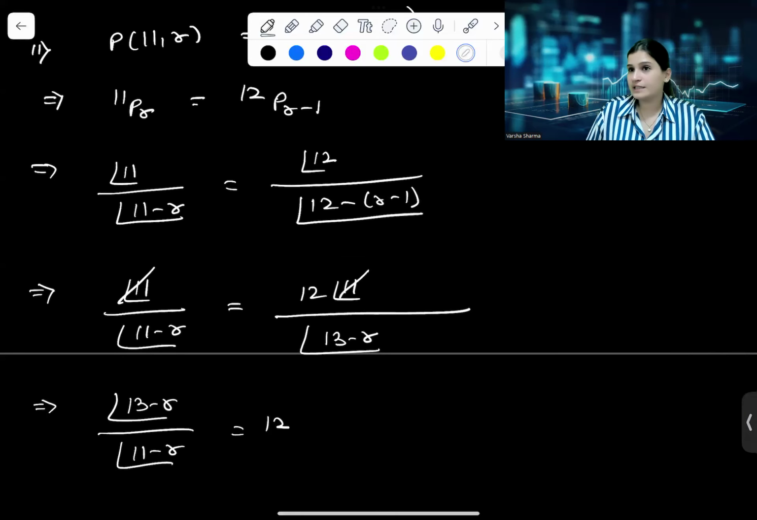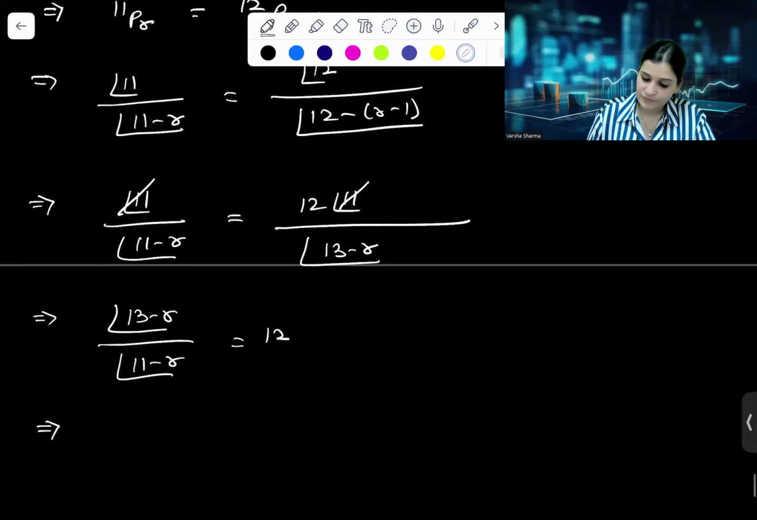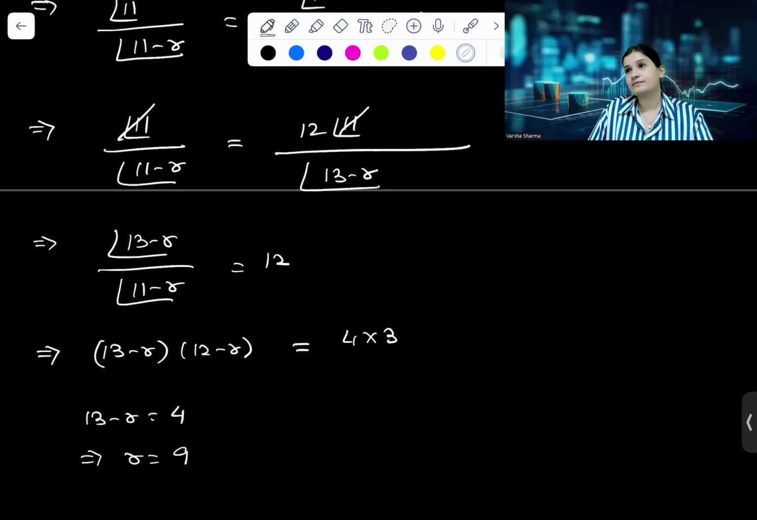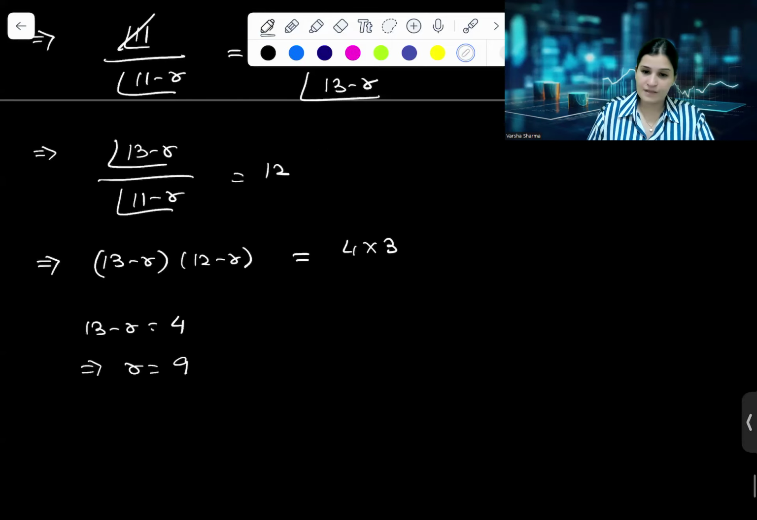Opening the larger factorial, that is 13 minus R, 13 minus R, 12 minus R. 11 minus R gets cancelled. 12 is 4 into 3. Comparing, 13 minus R equal 4, R equal 9. Yes. Clear? Online clear? Yes, ma'am.